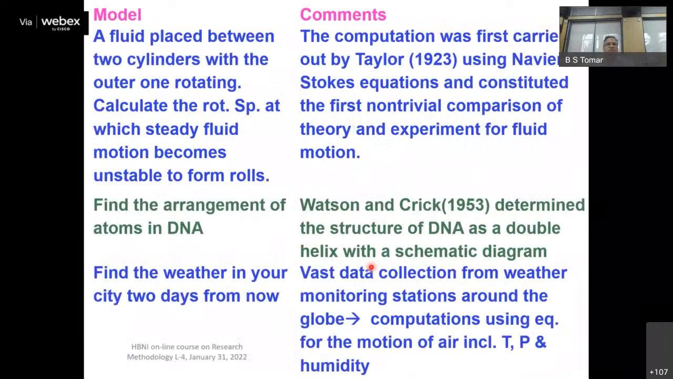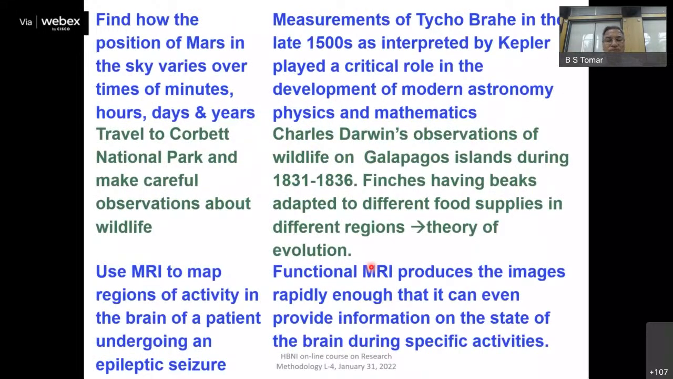Like here, for example, so much knowledge about the universe has come about from this observational research. So the statement is: find how the position of Mars in the sky varies over times of minutes, hours, days, and years. If you have been gazing at the stars at night in summer in your courtyard, then you will see that the position of the stars and planets over a period of time keeps on changing.